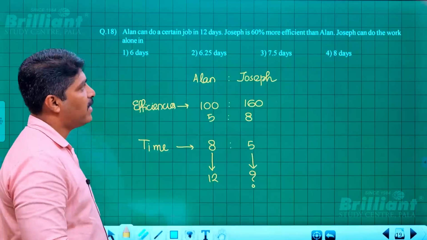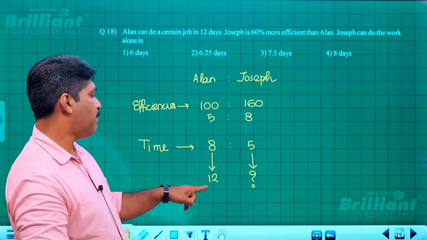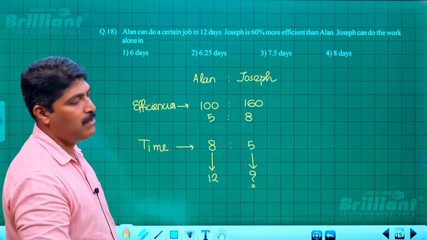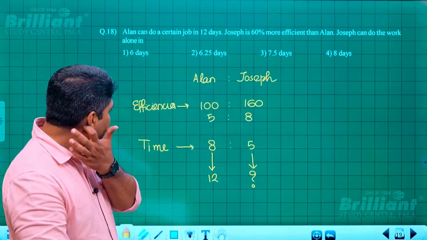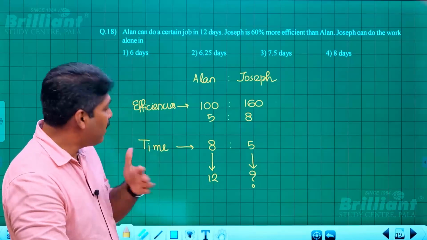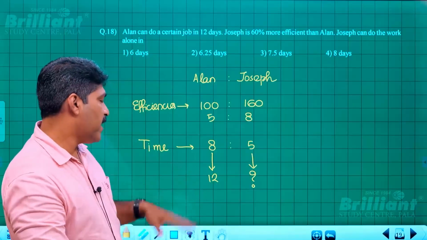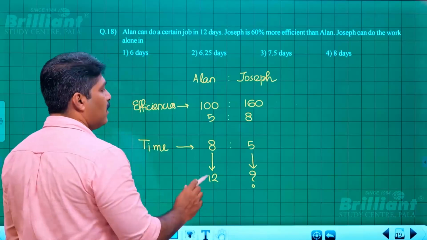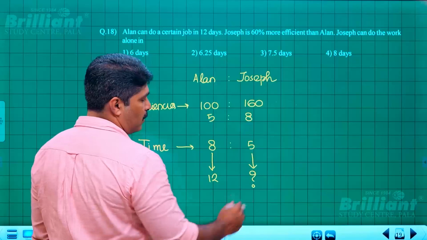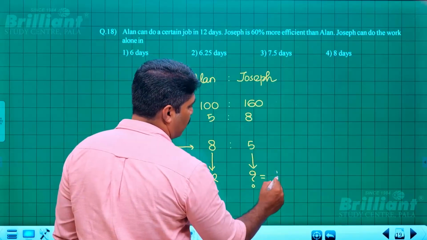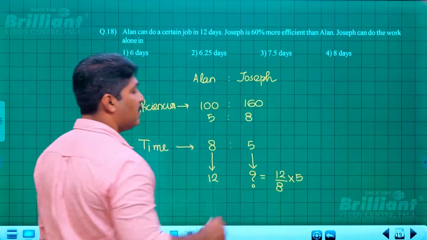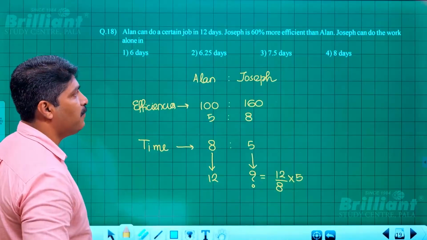Like this way we can catch it. 8 is representing 12 days. Then 5 is representing how much? There are other ways of approach also possible. From here we can catch it. So 8 is representing 12, 5 is how much? This is simply 12 by 8 into 5. Got it? That is 12 by 8 into 5.